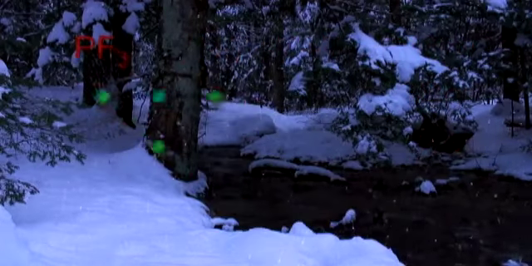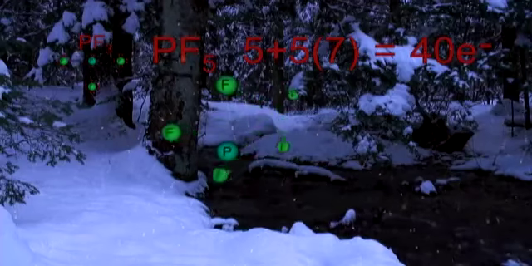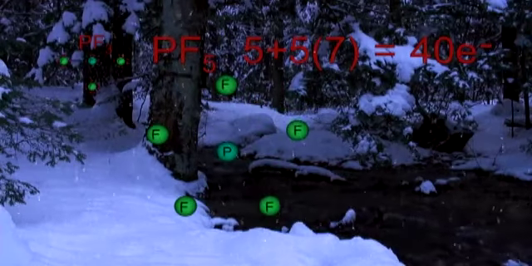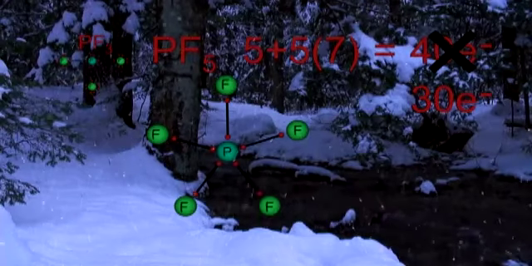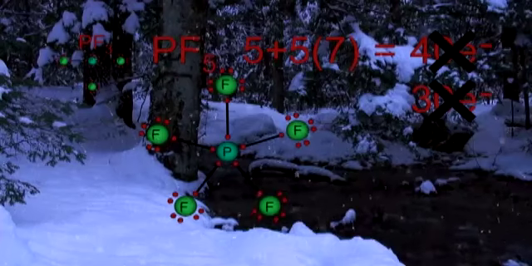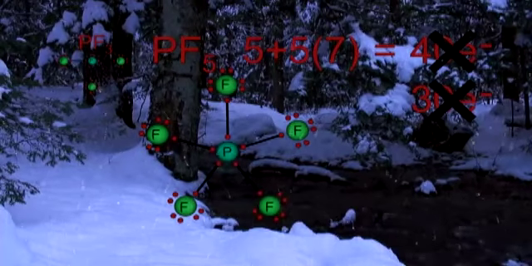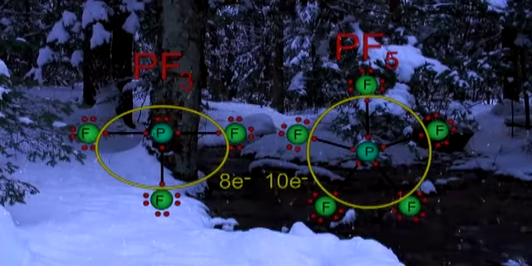Using this same approach for PF5, we calculate 40 valence electrons. Because fluorine can form only 1 bond, 10 electrons will be used to form 5 bonds to phosphorus. Placing the remaining 30 valence electrons around the fluorine atoms allows each fluorine to have full valency. Thus, phosphorus can have 8 electrons, or it can break the octet rule by having 10 electrons.